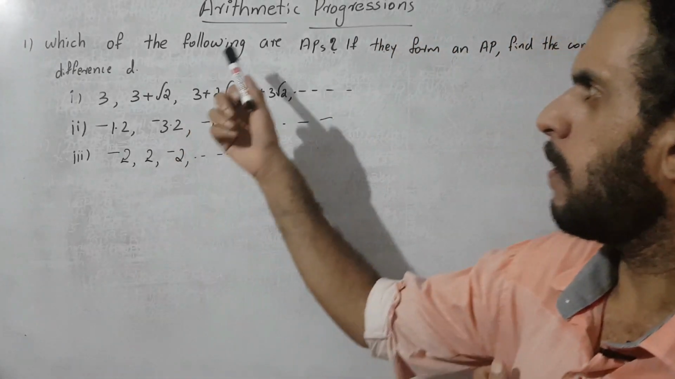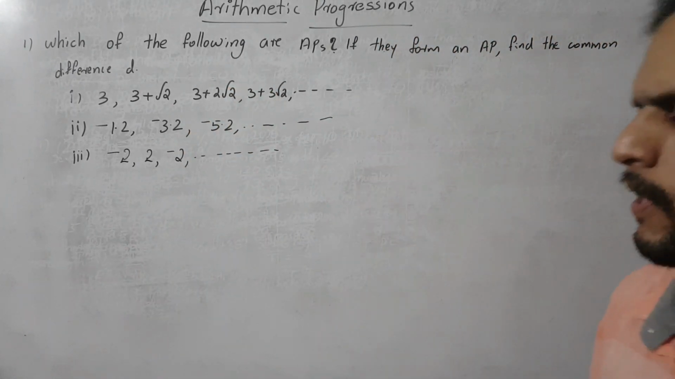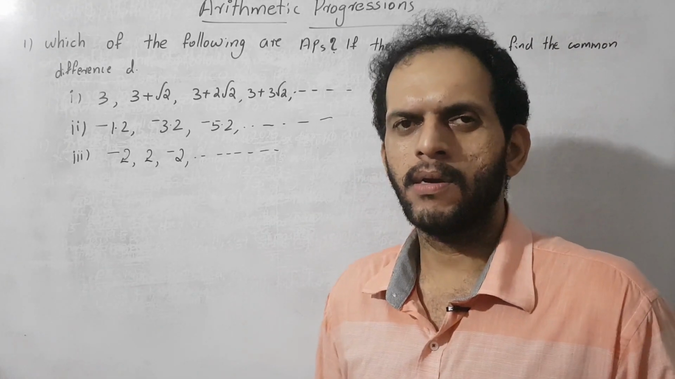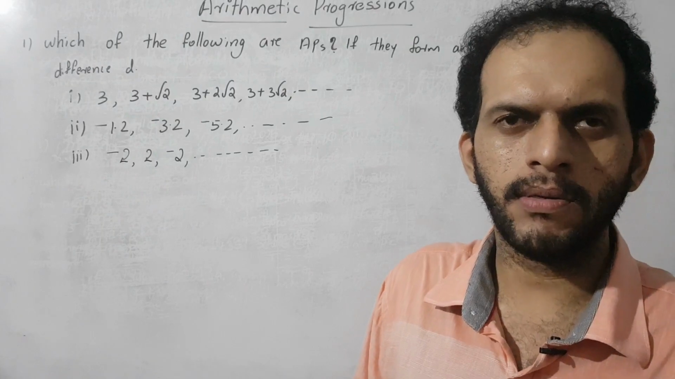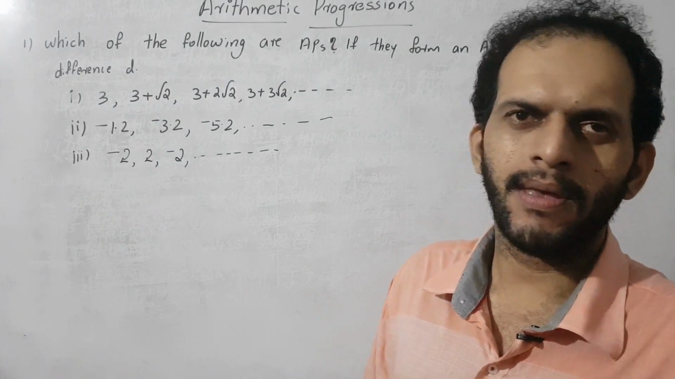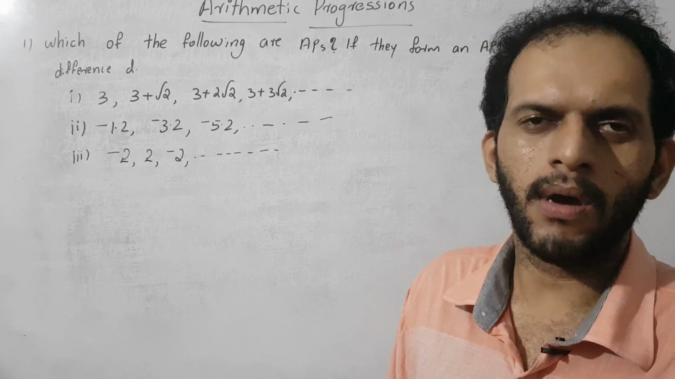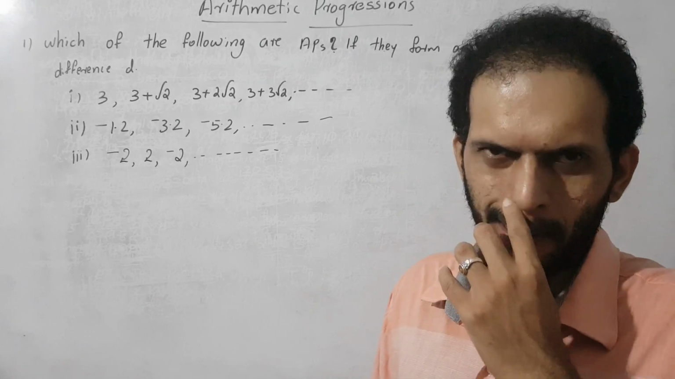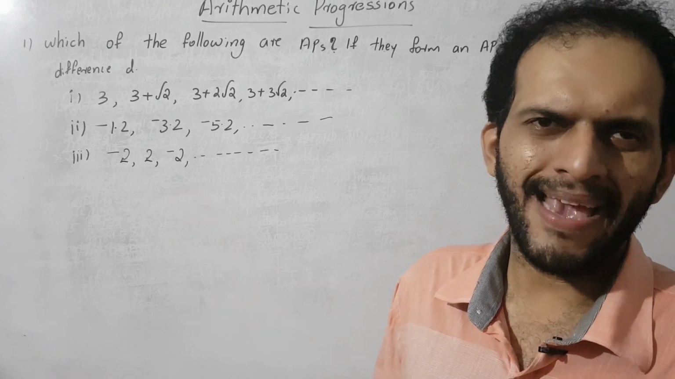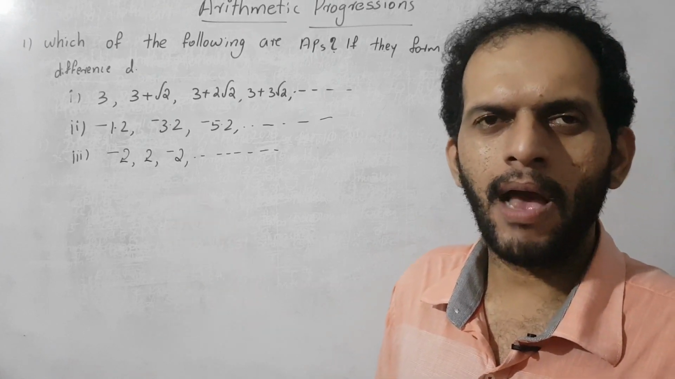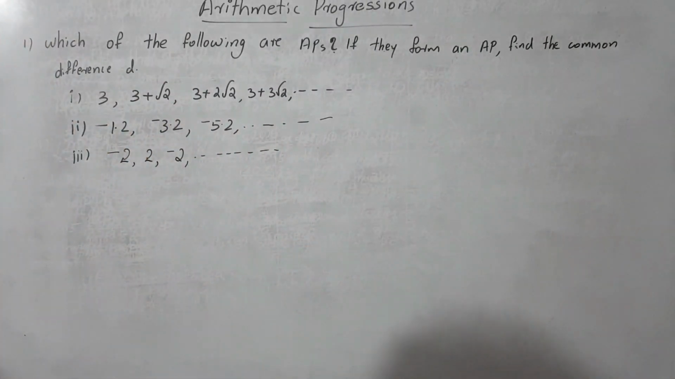Here the question is like this: which of the following are APs? If they form an AP, find the common difference D. The question is very clear. Here are given three sequences of numbers. We just verify whether each is an AP or not. If yes, we need to write the common difference, the value of D. We know how to verify an AP: we check whether it has a common difference or not. Then how do we write the answer of the first one?